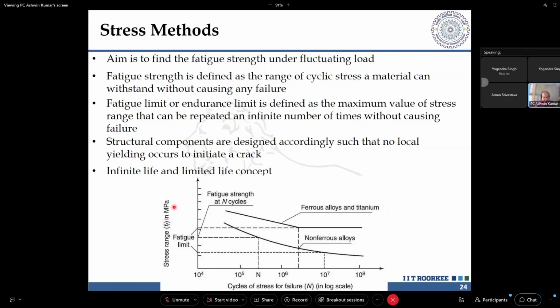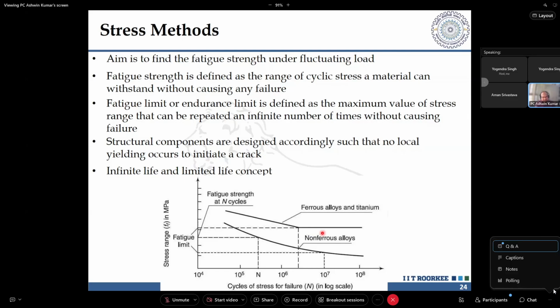So normally an SN curve looks like this: the stress range is on the y-axis and the number of cycles N is on the x-axis. For a ferrous alloy, like our steel structures, there may be a point, a kink, where you can see the infinite life concept. I'll keep my stress range for a ferrous alloy here where my cursor is right now.